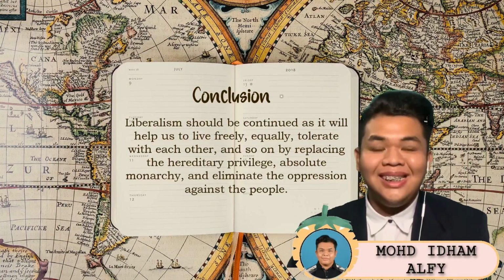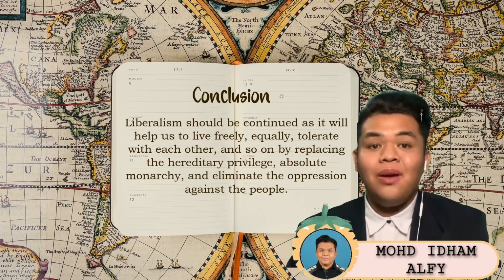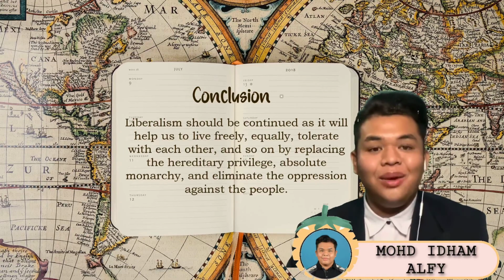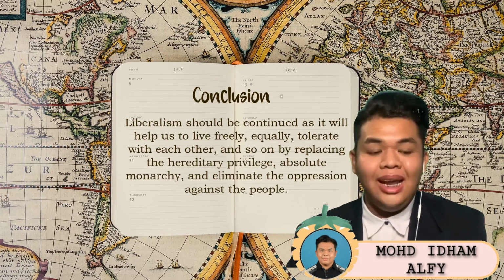In conclusion, liberalism should be continued as it will help us to live freely, equally, and tolerate each other, and so on, by replacing hereditary privilege and absolute monarchy, and eliminating the oppression against the people.